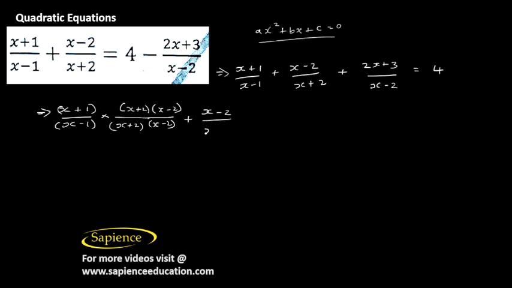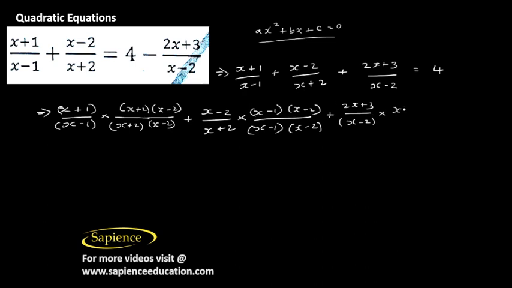So for x minus 2 by x plus 2, x minus 1 is missing and x minus 2 is missing from the denominator: x minus 1 into x minus 2. For the last term, 2x plus 3 divided by x minus 2, we should multiply the other two denominators, x minus 1 and x plus 2, equal to 4. Now the denominators for all the three terms are the same.